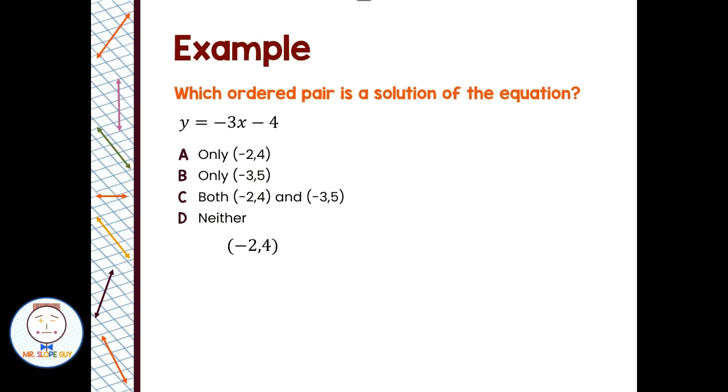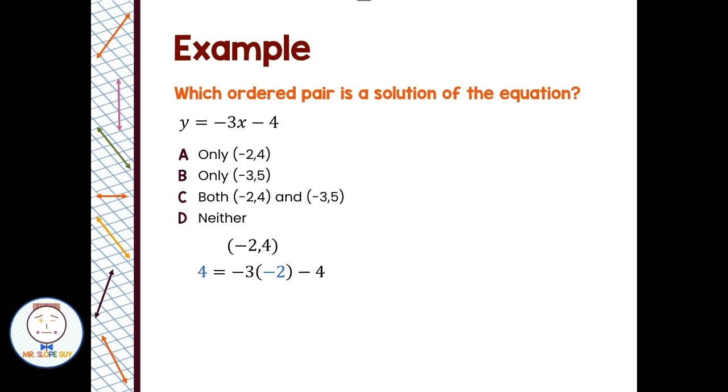Remember, our ordered pair is an x value and a y value. So first I need to identify that the negative 2 is x and 4 is y. So if I take the equation given, I'm going to replace where the x is, I'm going to put negative 2, and where the y is, I'm going to put 4. So I have 4 equal to negative 3 times negative 2 minus 4. Now, if this is a true solution, when I work out and solve both sides, I'll get a true statement. If the point does not work, I'll get a false statement.